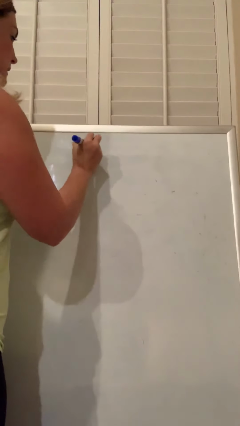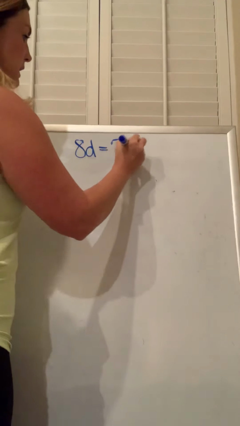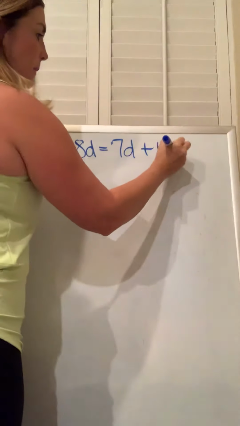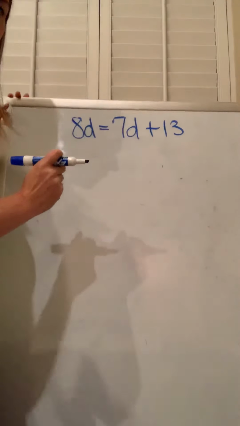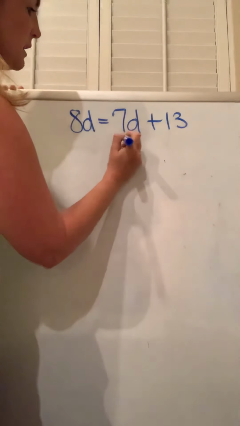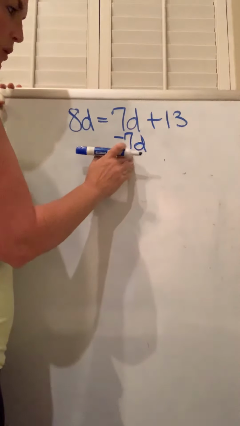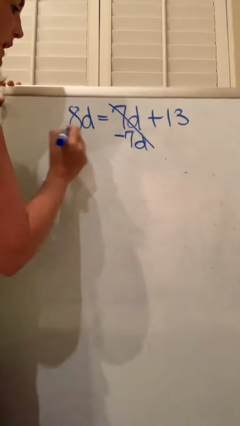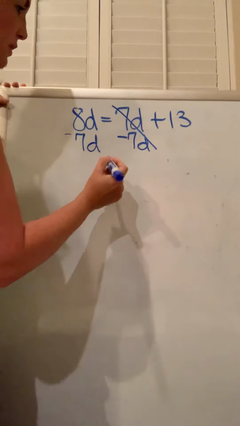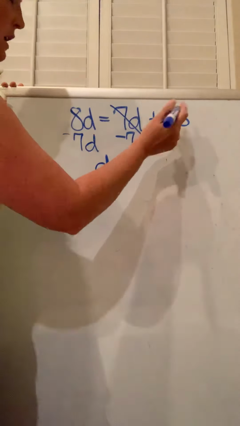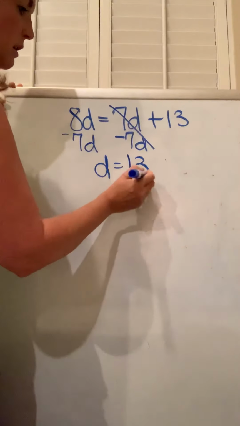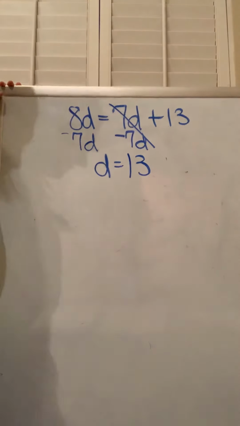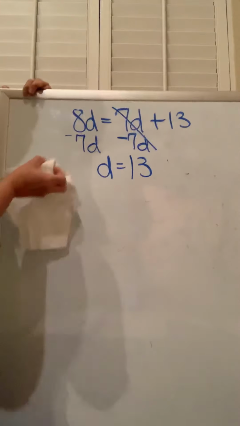All right, so if I have 8D equals 7D plus 13. Okay, so I'm going to subtract 7D because I'm subtracting the number with the lower coefficient. And I'm subtracting 7D, remember, because I want these to cancel out. So I subtract 7D over here. I'm left with D here. And I'm left with 13 here. So D equals 13. Not too bad, right? Pretty easy.